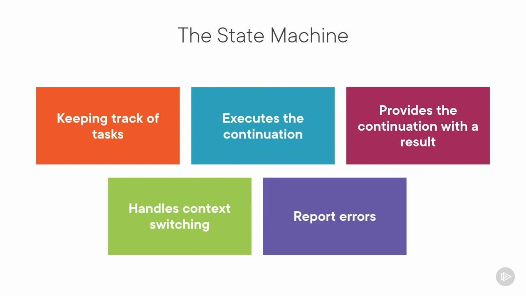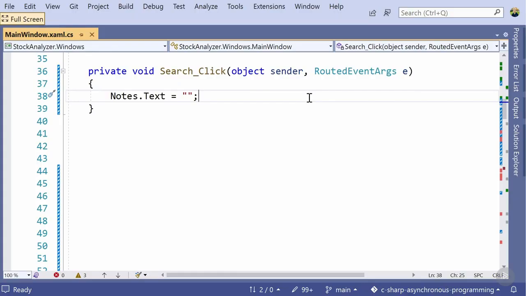Of course, in the cases of there being an exception, it's also in charge of reporting the errors from that asynchronous operation which you are awaiting. Let's look at some code to understand this better. Take this search click event handler as an example. This is a very simple method. It hasn't yet introduced the async and await keywords.